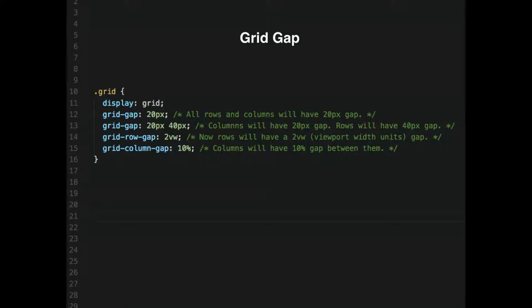You can use different units in there, like as I'm doing, and it kind of just works. So grid gap with 24 is just shorthand for row gap and column gap.